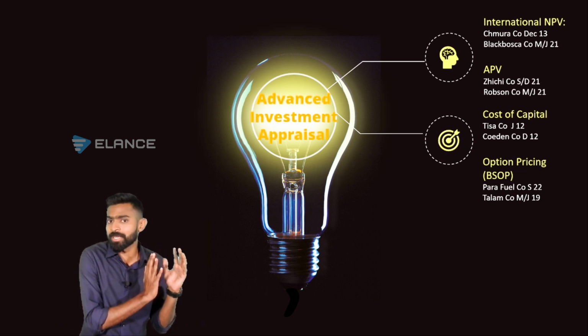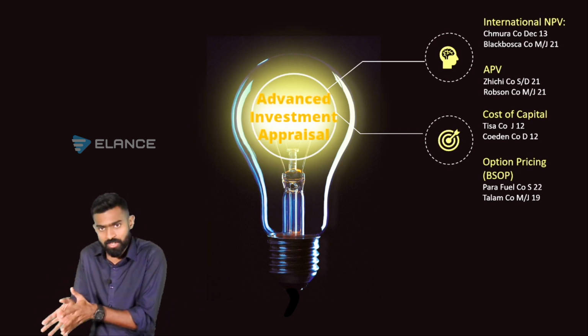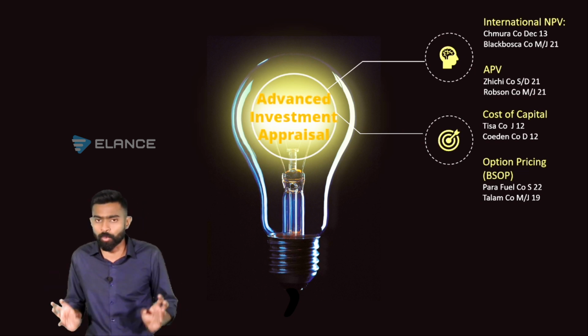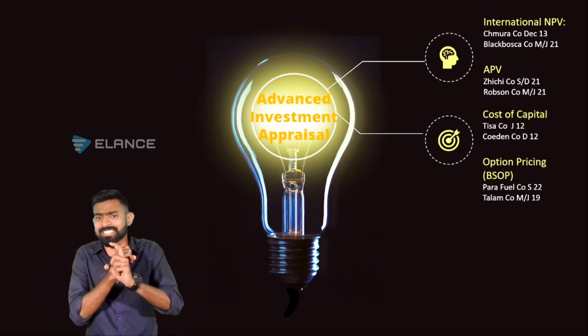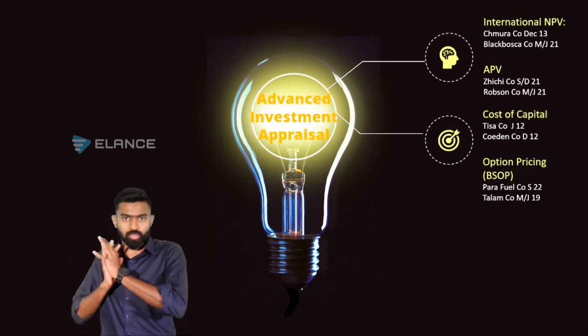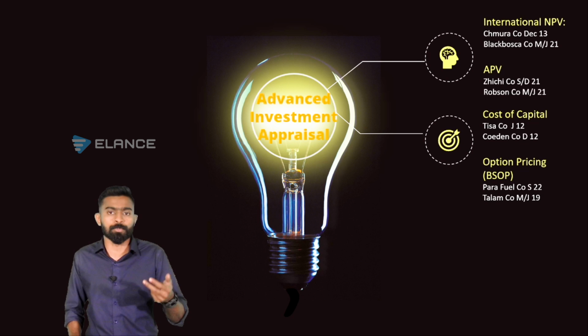See, either it can be an international NPV question or an APV question. Plus these questions will have a sub question on cost of capital or option pricing. But the questions I mentioned, TISA company and Coiden company, are majorly focusing on cost of capital. Another one is option pricing.